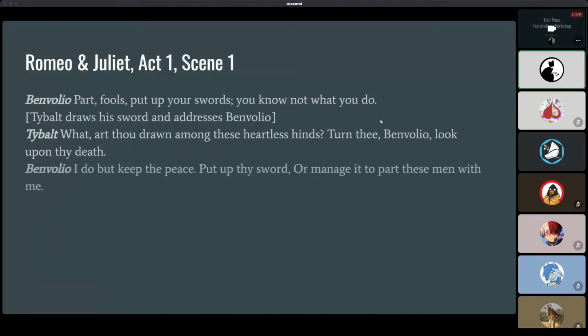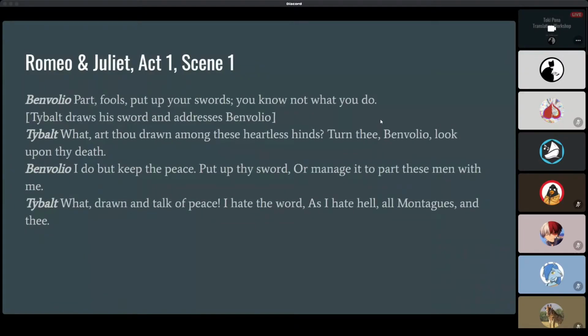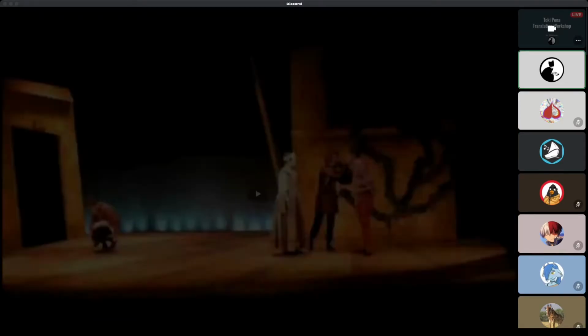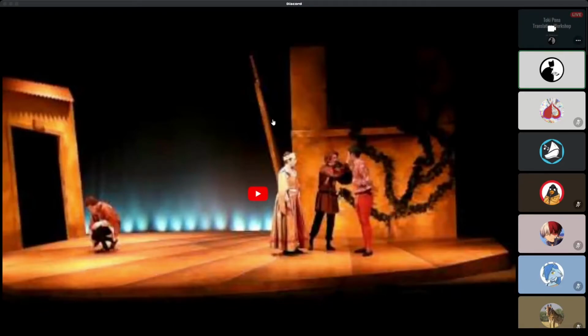And then Tybalt, who is from Juliet's side, says, "What? Drawn and talk of peace? I hate the word as I hate hell, all Montagues and thee." So then a fight actually happens. So I'm going to show you two renditions of this scene. The first one is from a state university, Fitchburg State University, and I apologize for the sound quality, but yeah, let's watch.